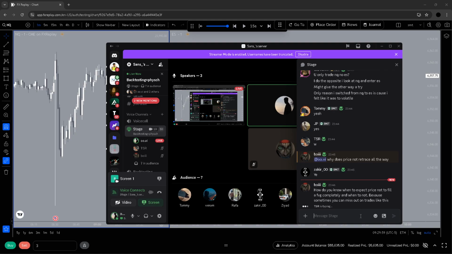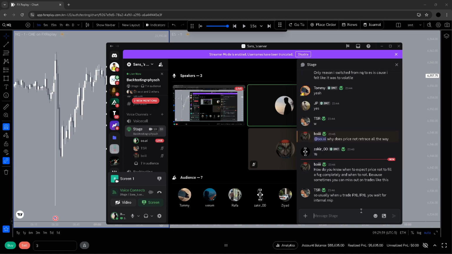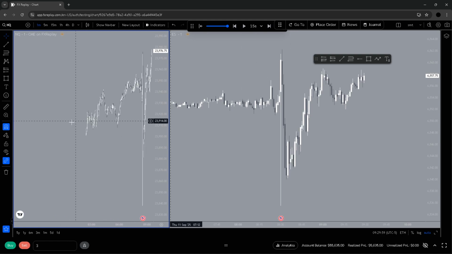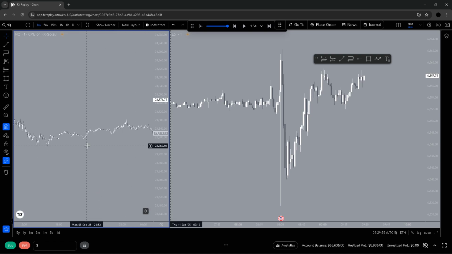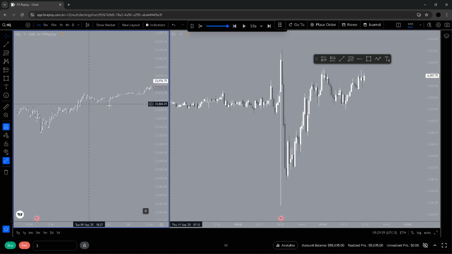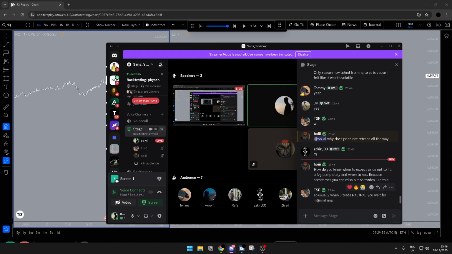How do you know when to expect price not to fill a fair value gap completely and when not to? Because sometimes you can miss out on trades like this. What do you mean? Like the big fair value gap that we had, are you asking why I expected that to respect PXL and not disrespect the gap? Is that what you mean?